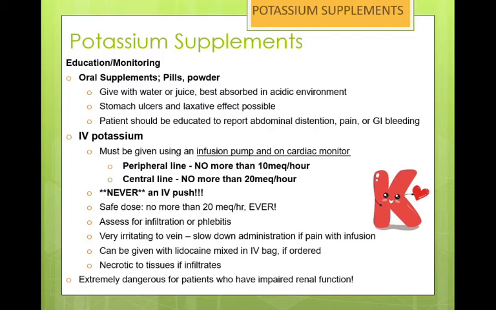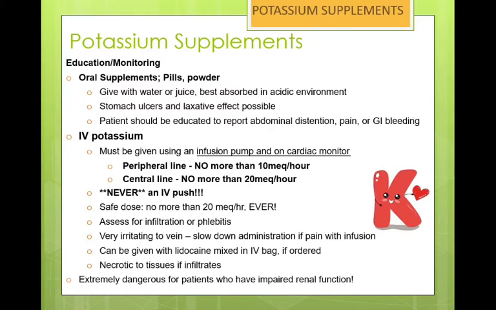So it's very irritating. There is a limit on IV potassium: no more than 10 milliequivalents an hour peripherally, and no more than 20 milliequivalents an hour centrally. It is never, ever an IV push. Never, ever. You can always bring it slower than that, but you cannot go faster than 10 milliequivalents an hour peripherally and 20 milliequivalents an hour centrally.